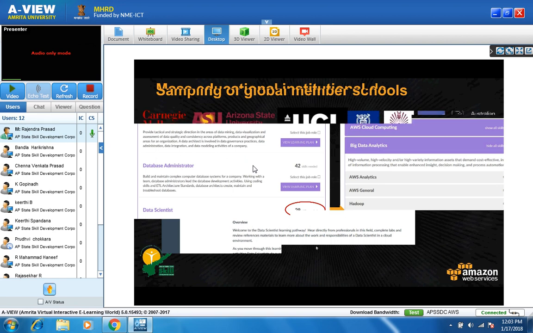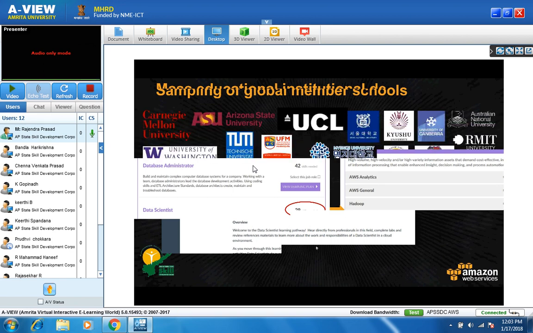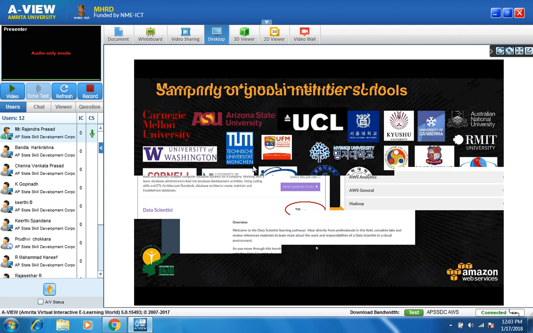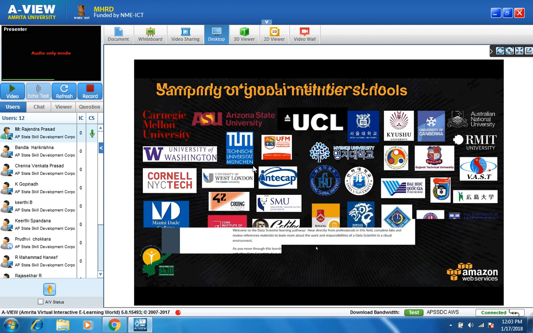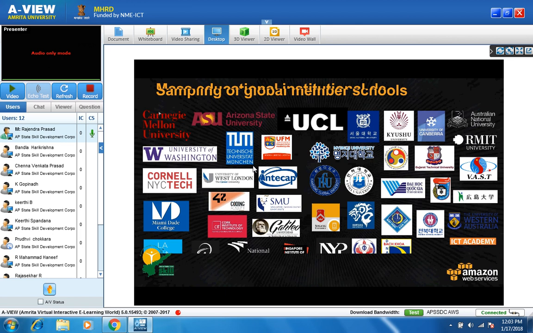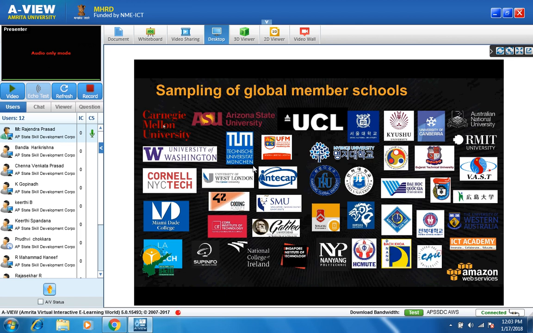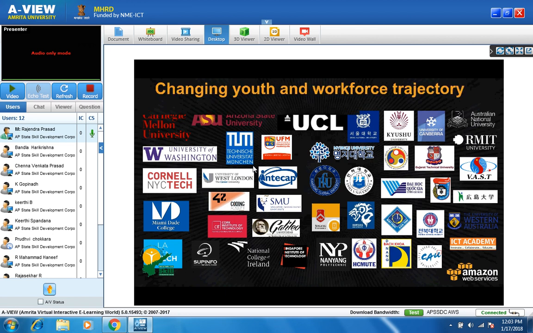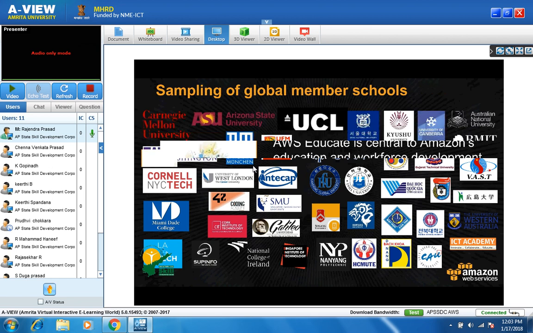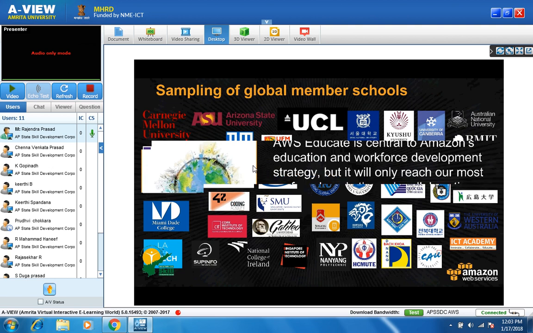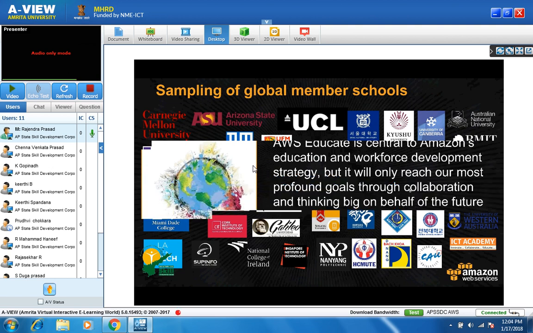Some of these big universities are also adopting the entire AWS Educate platform, and we have some big names. The most important name here is Carnegie Mellon University, which has adopted AWS Educate into its curriculum. Most of these others are from Singapore and Malaysia. ICT is also doing something related to this, but skill development has taken a better approach towards this initiative.